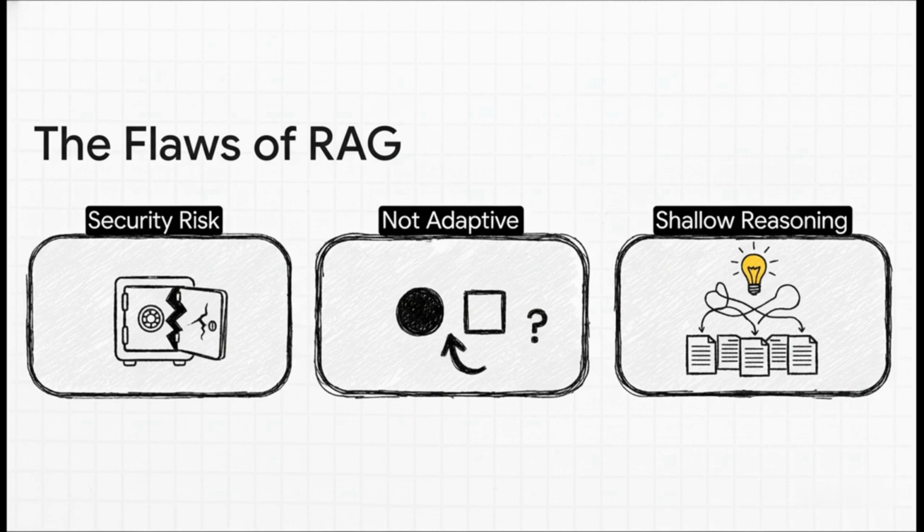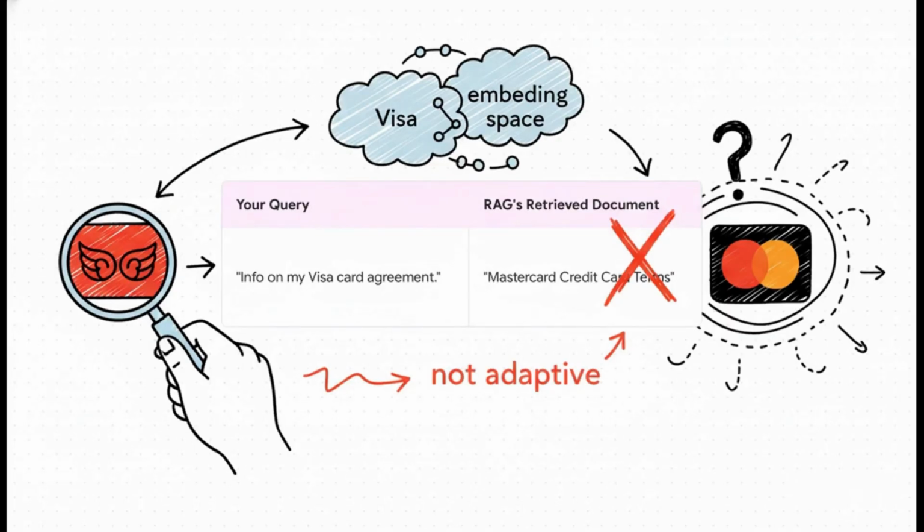Ouch. Second, they're not adaptive. They rely on this kind of universal, one-size-fits-all definition of meaning. And third, RAG is pretty bad at deep reasoning that requires connecting ideas across a bunch of different documents. This slide is a perfect example of that not adaptive problem. Let's say you search for information about your Visa card. Well, a standard RAG system might pull up a document about a MasterCard. Why? Because in that universal map of meaning that the model uses, the concepts of Visa and MasterCard are just so similar, so semantically close, that the system gets them confused.